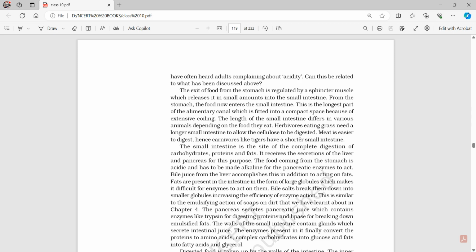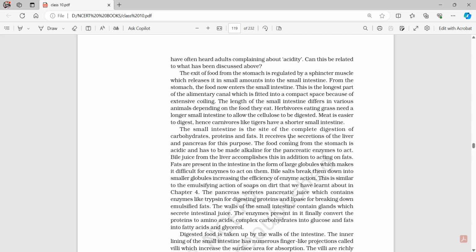Meat is easier to digest. Hence, carnivores like tigers have a shorter small intestine. The small intestine is the site of the complete digestion of carbohydrates, proteins, and fats. It receives the secretions of the liver and pancreas for this purpose.